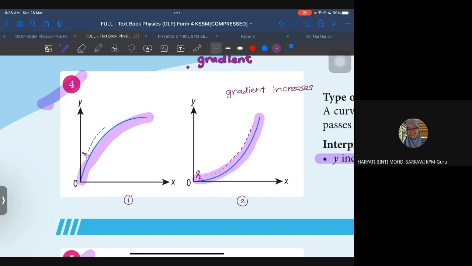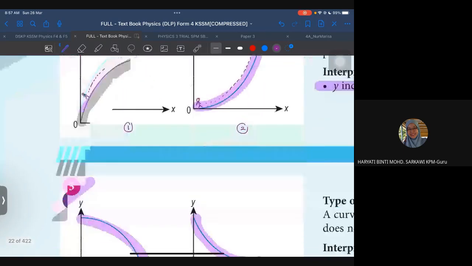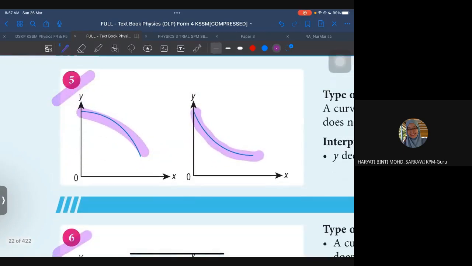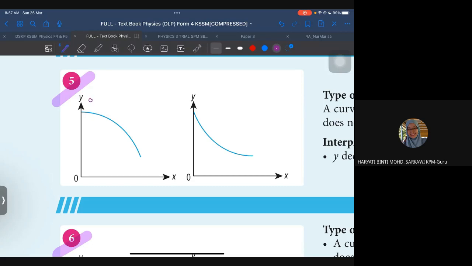So the first graph means the gradient decreases, which means the gradient of this curve graph is not constant. Again, not constant. Now look at this one. So you imagine yourself, I erase this one first. So you imagine yourself running from here.